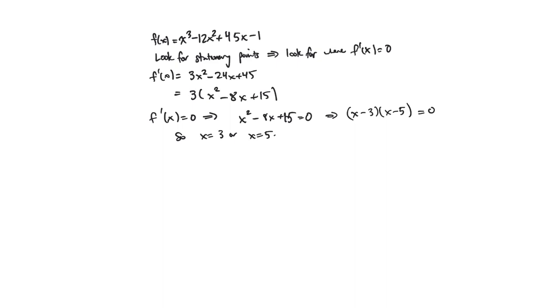So if we then do the first or second derivative test to understand the behavior of this function, we need to figure out, well, x equals 3 and x equals 5 are stationary points, but do they correspond to maximum points, minimum points? Is one of them one type and the other the other type? We're not sure at this moment. So in this case, we have two options. We can do the first derivative test or the second derivative test. I'll do both. So first, the first derivative test.